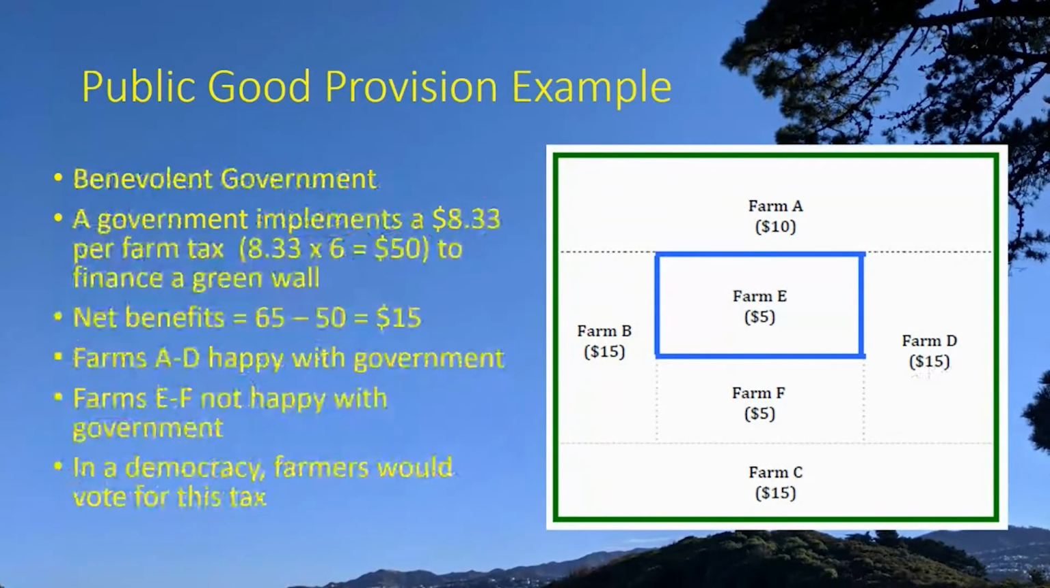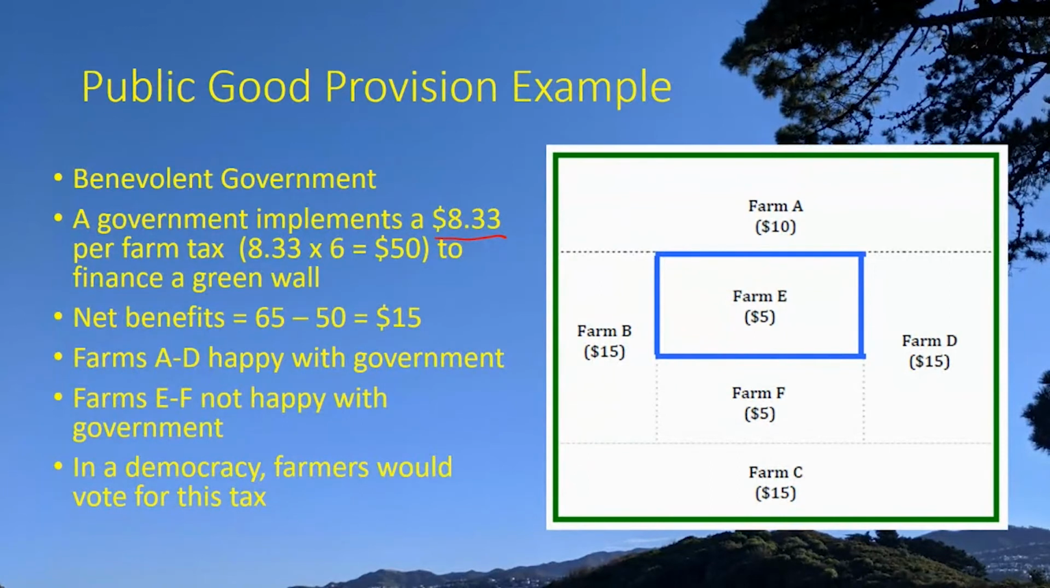So how do we solve the free rider problem? Well, one way is to put into place what we might call a benevolent government. Government comes in and says, all right, we'll build a wall. I've got this group of individuals. They're not individual farmers, but they say, hey, we're going to form a government. We're going to use the power of government to implement a taxation system. And let's say they say, the wall is going to cost us $50 to build.